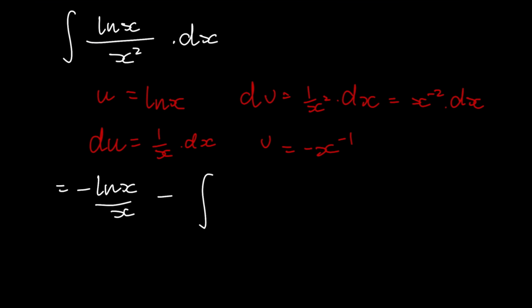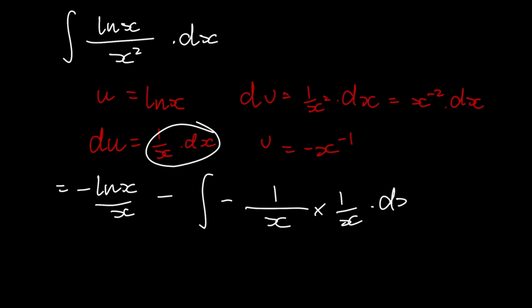Okay, now our v du, as we already said, v is negative 1 over x, times du, which is this, so we have that times 1 over x dx, and this simplifies to 1 over x squared.